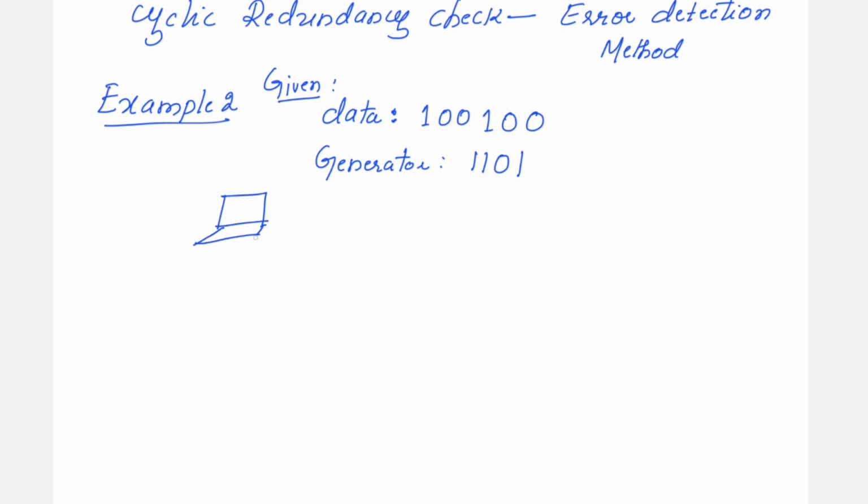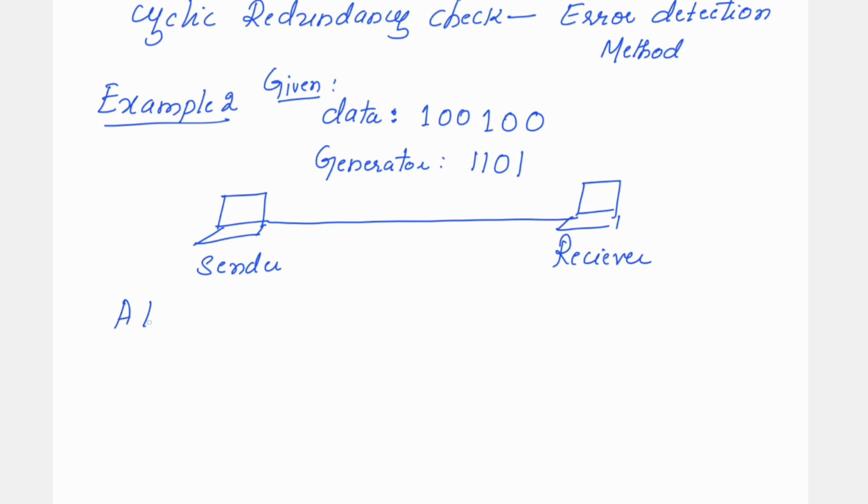Now let me show you the scenario. This is the sender and this is the receiver. Normally, whenever the sender is sending the data during transmission, there is a possibility that the bits in the data may get corrupted. Whether a single bit gets corrupted, more than one bit gets corrupted, or there is a burst error, all three types of errors can be detected using the cyclic redundancy check.